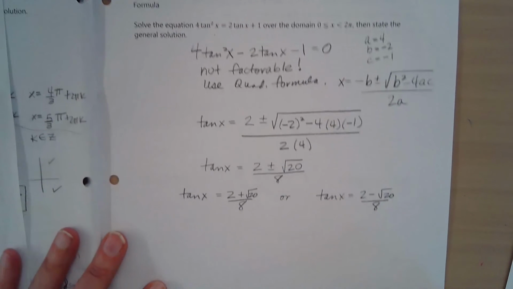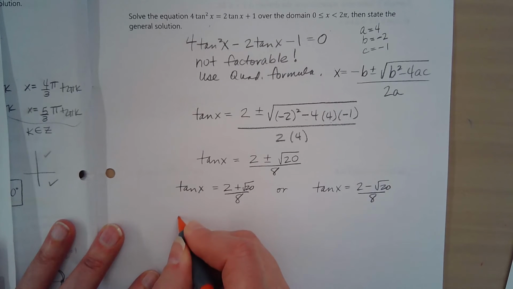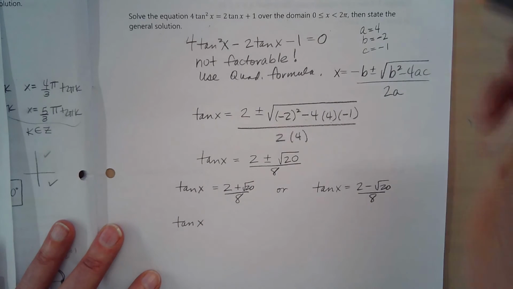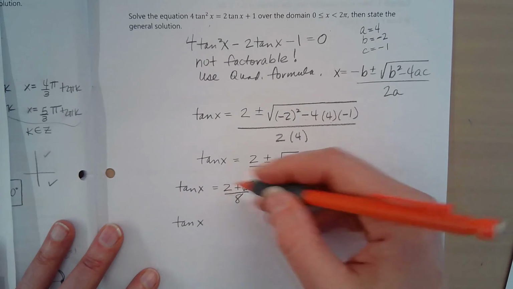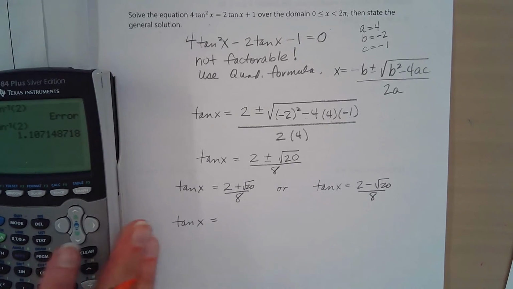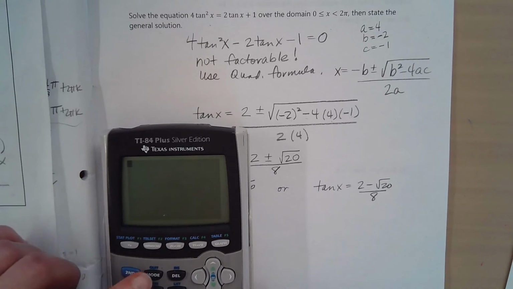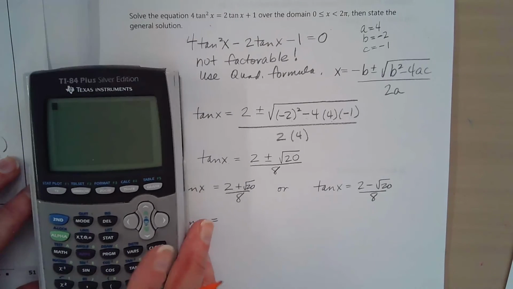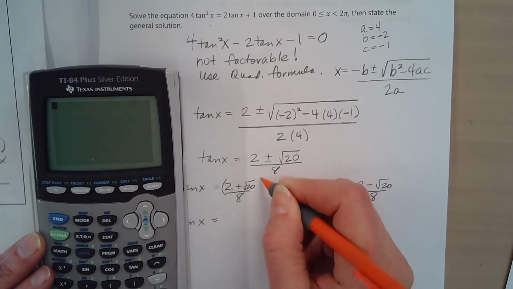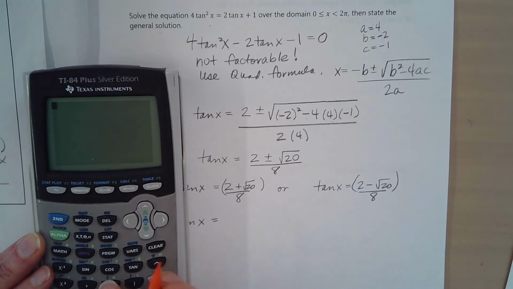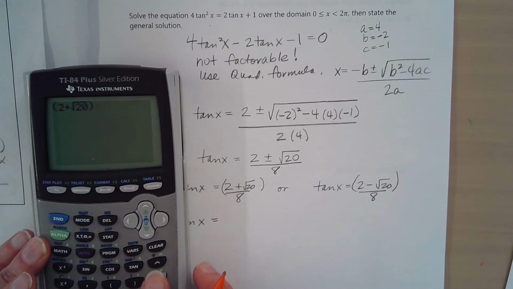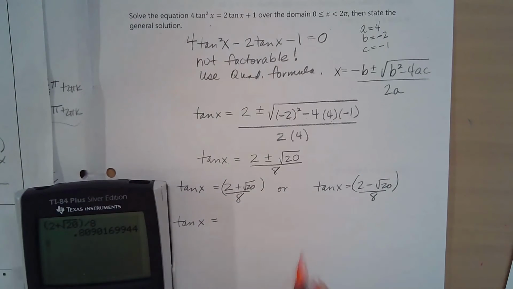Okay, so let's see what we get here. These can be kind of confusing. This is going to be a positive answer, so let's just see what we get. So tan of x equals, and you should be in radians, so I've got 2. Actually, I'm going to put this in brackets just to be safe. Bracket 2 plus root 20 divided by 8. Okay, so be careful here.